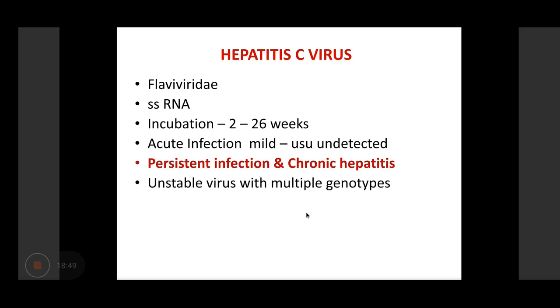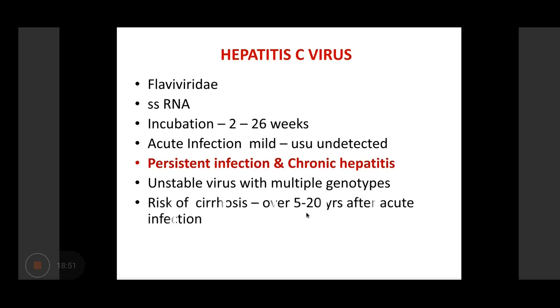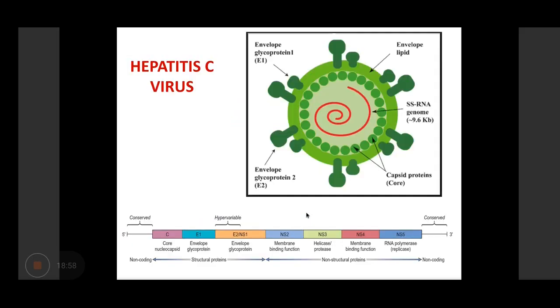It is an unstable virus with multiple genotypes and various quasi-species also. So it is because of the presence of these genotypes and quasi-species that it is very difficult to develop a vaccine against hepatitis C virus. So therefore, though we have a vaccine against hepatitis B virus, there is yet no vaccine against hepatitis C virus, and a lot of research keeps going on, but a good vaccine has not yet been developed.